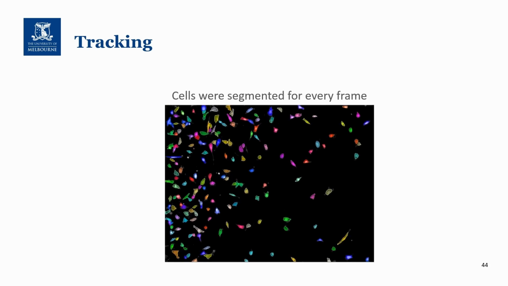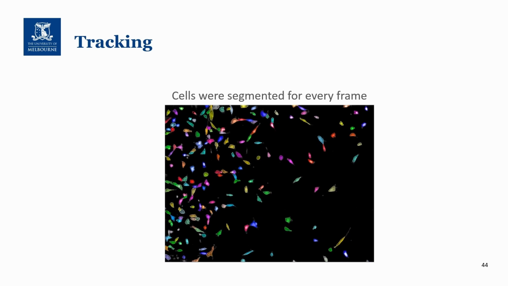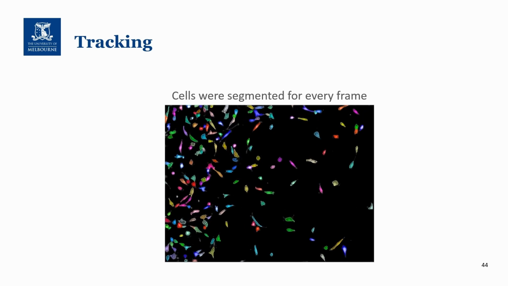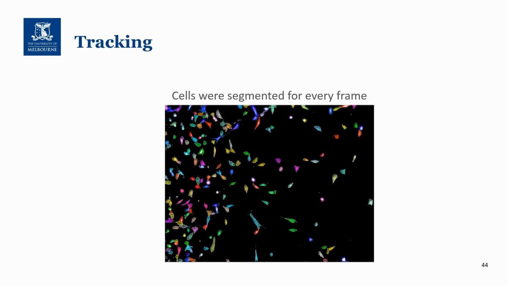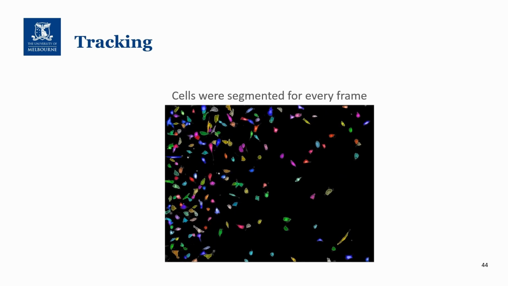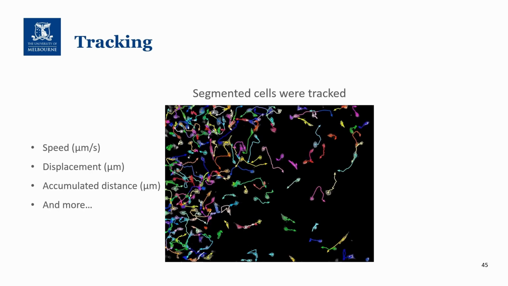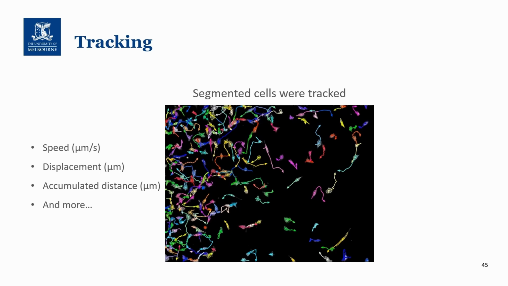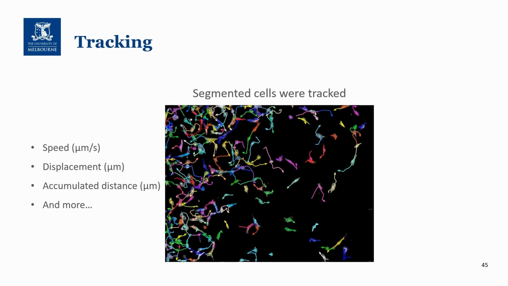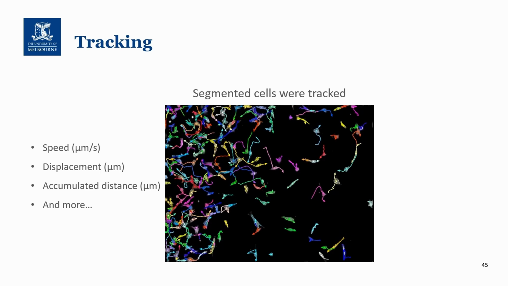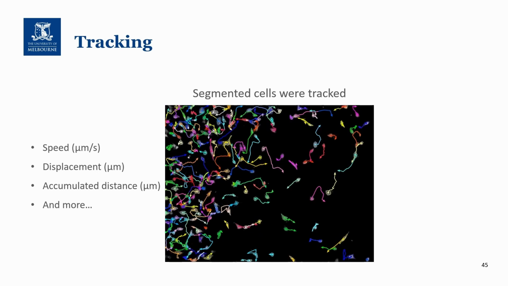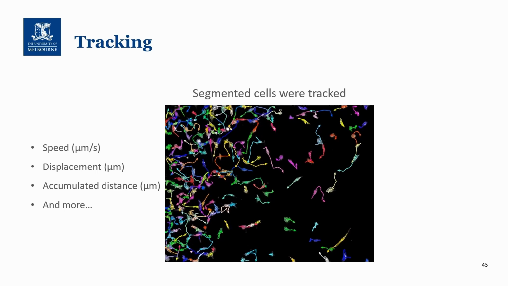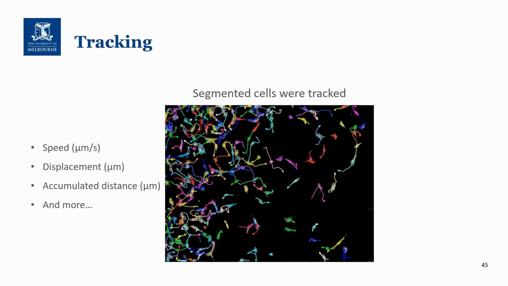Here is the same video that was on the previous slide, but now you can see that the cells have been segmented in every frame and they've been color-coded as a way of marking them. This is the same video again, but now we are displaying the track each cell takes as it moves through the field of view. And we can then measure these tracks for things like speed, displacement, accumulated distance, and many more.